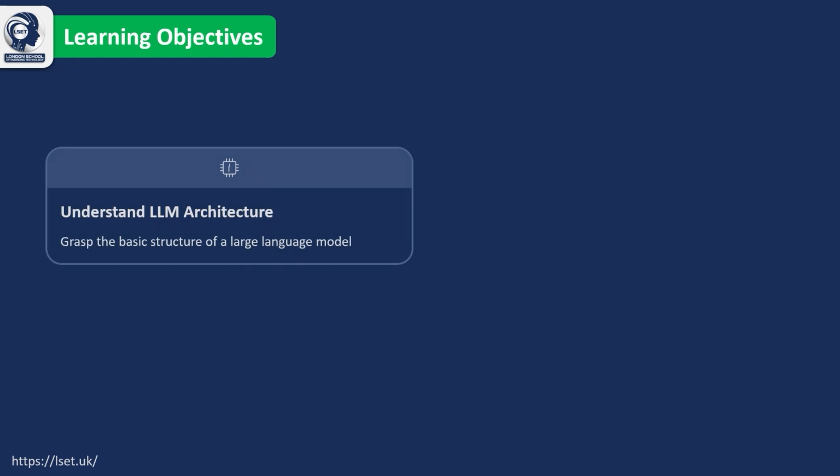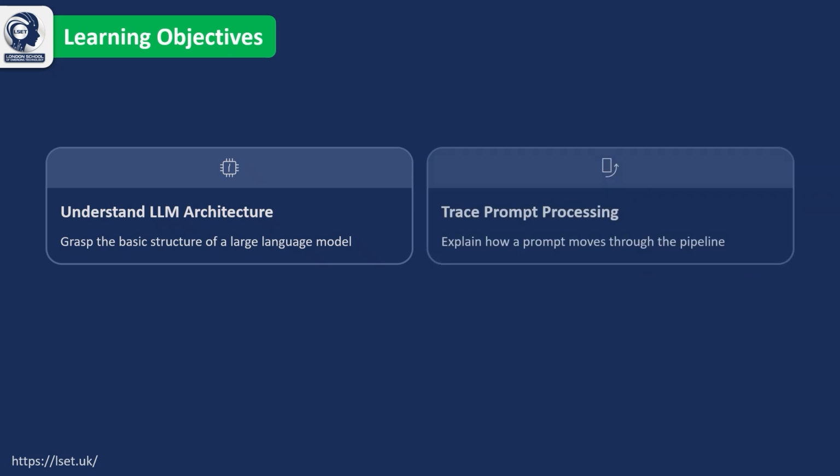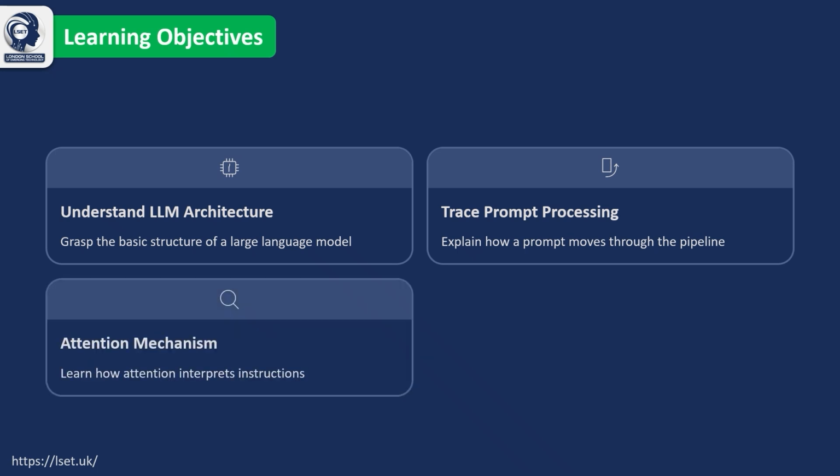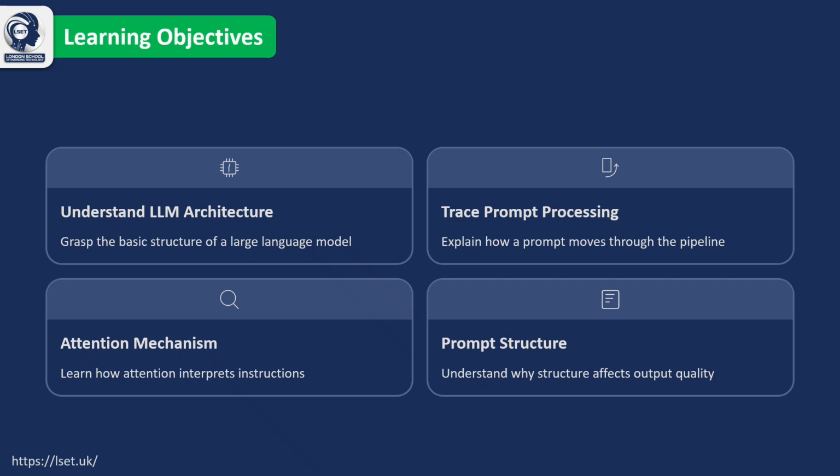We'll begin by exploring the basic architecture of an LLM and the key components that make it intelligent. Next, we'll trace the complete journey of a prompt, from the moment it is entered until the AI generates a response. You'll also learn how the attention mechanism helps the model focus on the most relevant parts of your prompt when producing an answer. Finally, we'll see why prompt structure matters and how writing clear, well-organized prompts leads to more accurate, relevant, and reliable AI outputs.